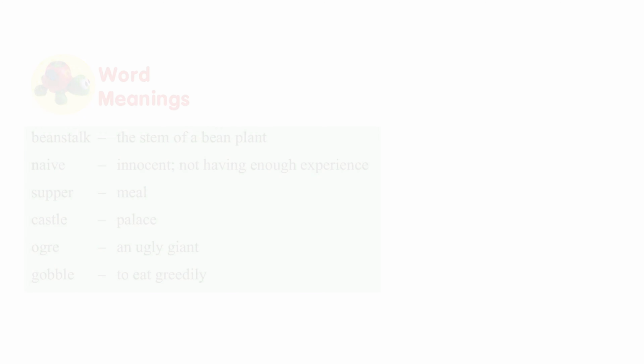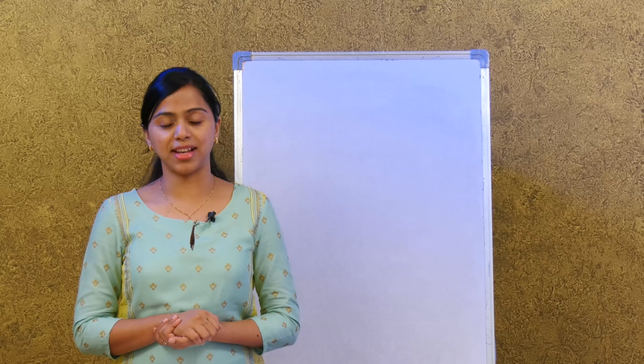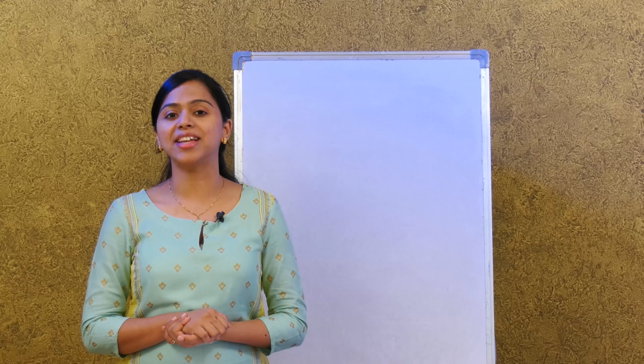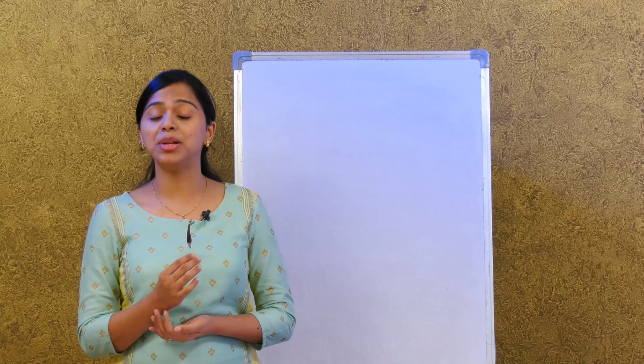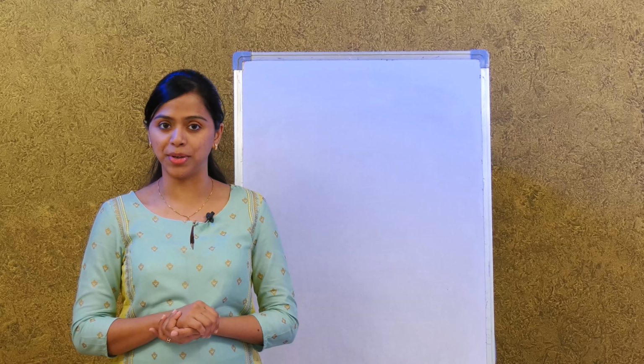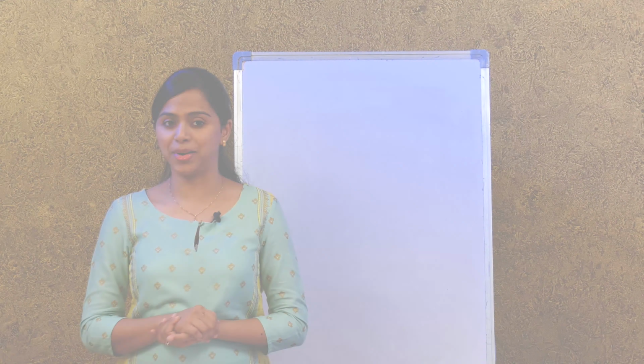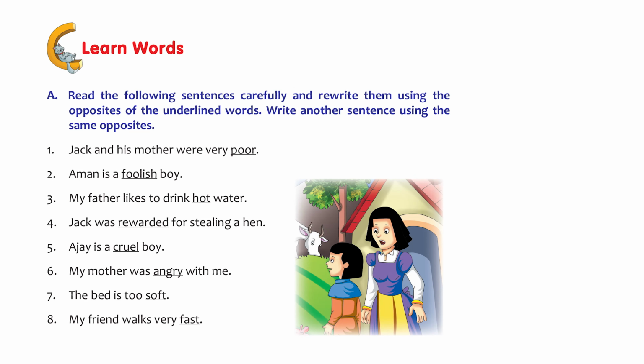Now we're gonna do some activity with opposites. Here there are a few sentences that are given and there is a word that has been underlined. We have to change the underlined word and replace it with the opposite of that word. Let's try the first one. Jack and his mother were very poor. So the word underlined here is poor. So let's replace it with rich. Now the sentence is read as Jack and his mother were very rich.